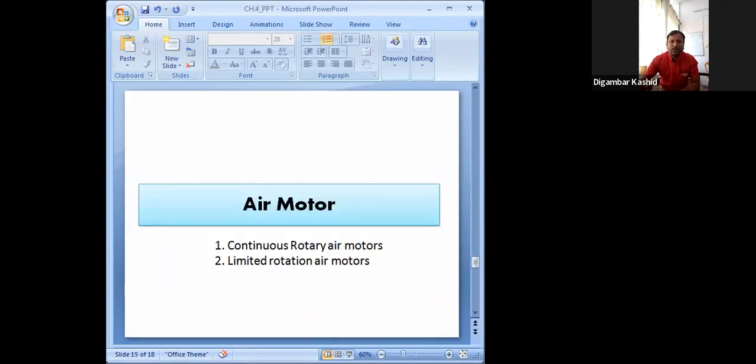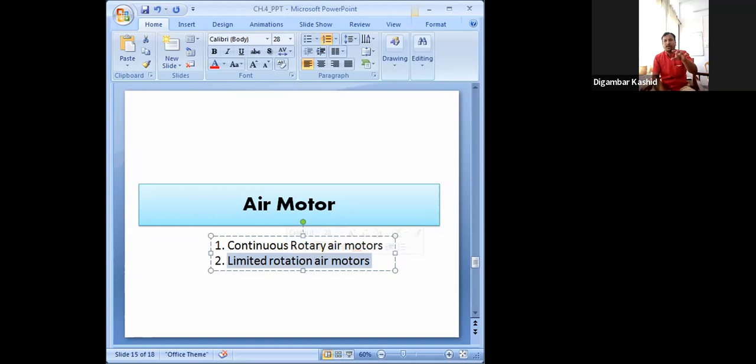Now, the limited rotation air motor. Normally it provides rotary output motion over a finite angle only. For continuous you get an unlimited angle of rotation, but here you get a finite angle of rotation. In the limited rotation air motor, the standard rotations of the shaft are normally 90 degrees, 180 and 360. These are the standard rotations of the shaft that you get through this limited rotary air motor.